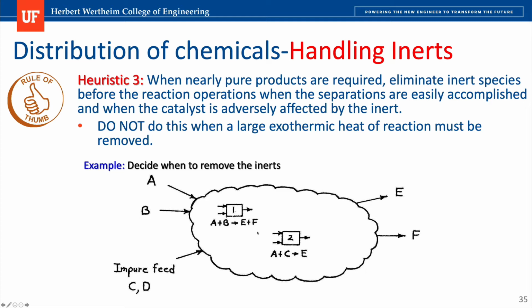So, right, there are different ways that you can do this. You have reactants A and B entering into the system with impure feeds C and D. What we can do is decide at what stage we want the inert to be removed from the process to be able to produce pure E and F, which are the products of the main reaction.